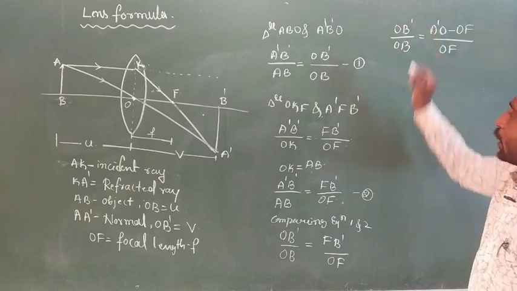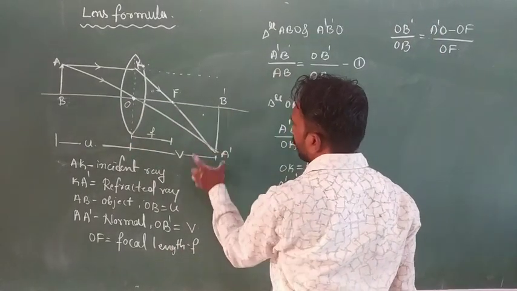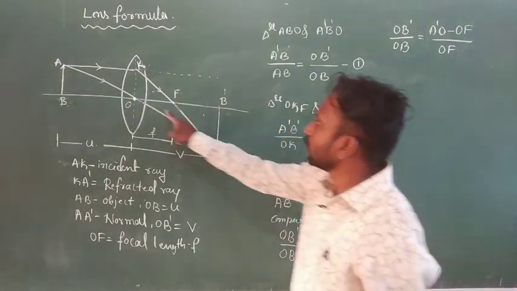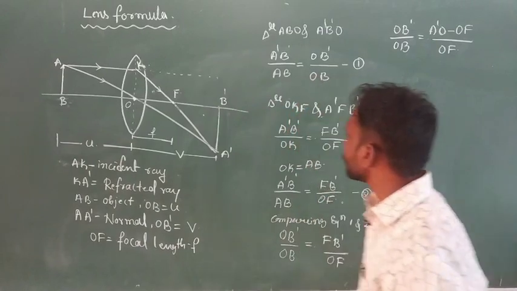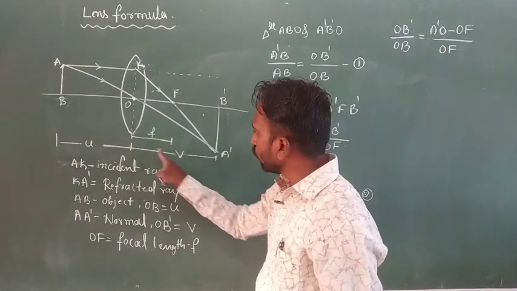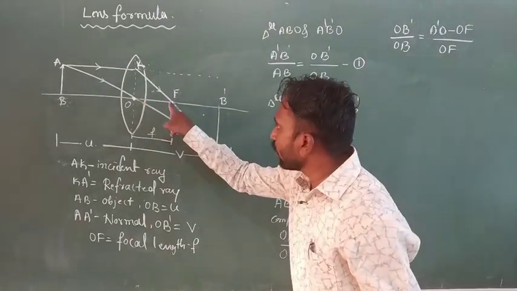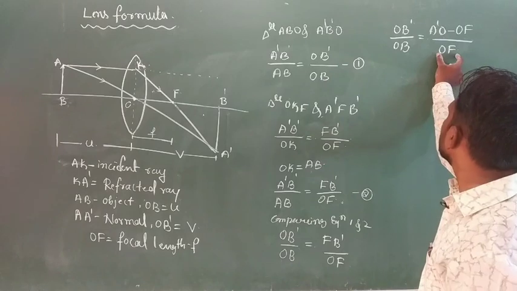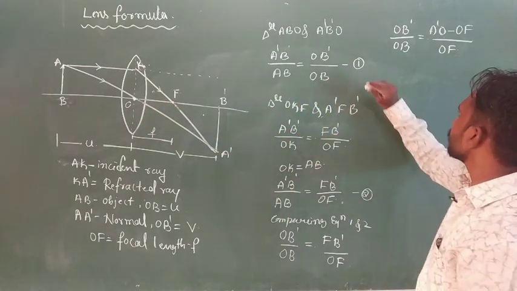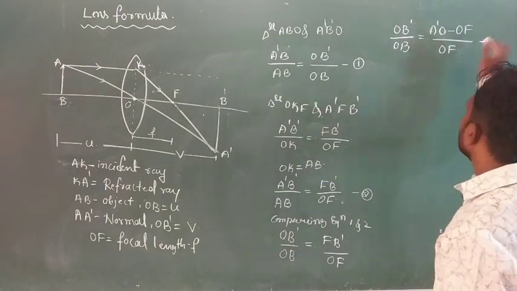Okay, OB' means image distance. OB is object distance. A'O is image distance. OF is focal length. OF, so that is also focal length. Okay, substituting these values in this equation star.